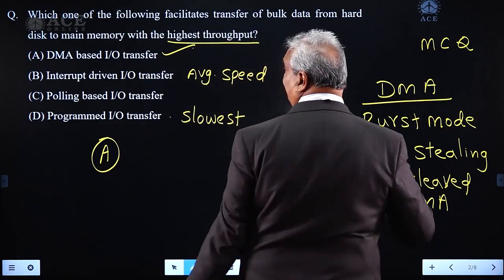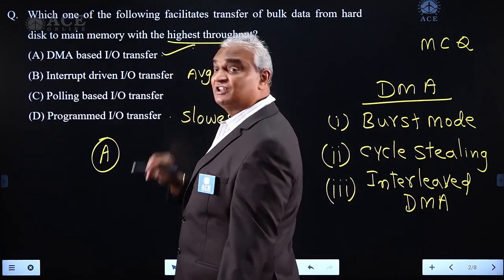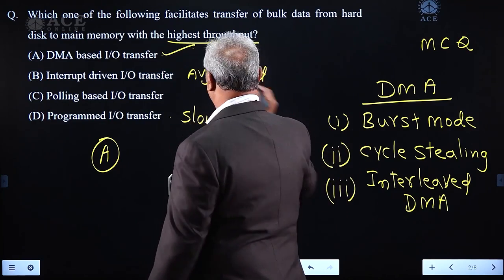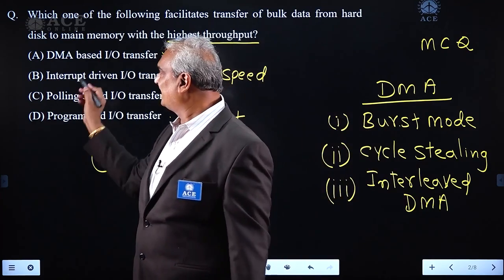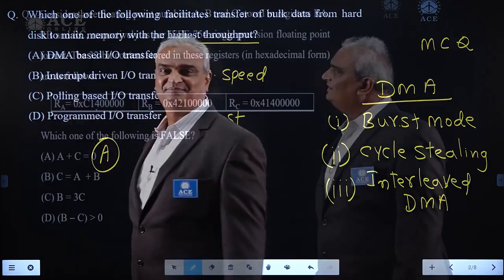So correct answer is DMA based IO. In this also, which method it uses for transferring highest throughput? Burst mode. So correct option is A.